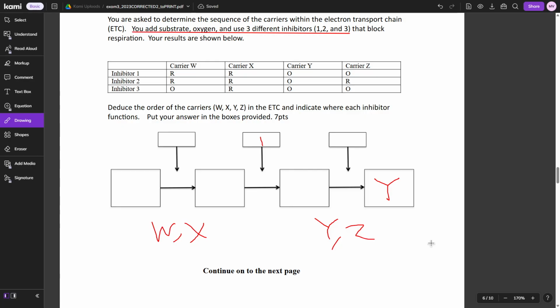Why is it at the end? Is there a better explanation for why that is? It's not inhibited, it's not being reduced. So the fact that we're reducing all the other 3 and not reducing carrier Y tells me that carrier Y is most likely at the end. Because if the other 3 are reduced and Y is not, that means we're still yet to get to Y. Does that make sense?